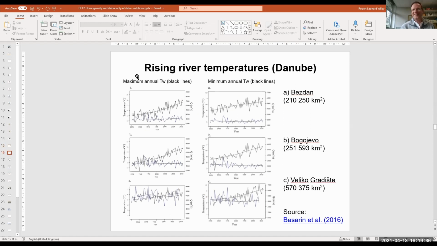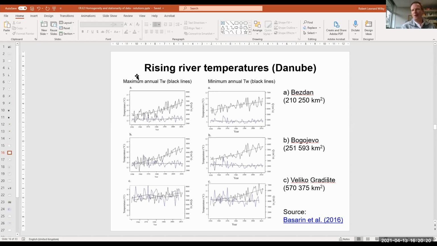Now, a few years ago, this group of researchers looked at rising water temperatures in the Danube. And what we've got is the maximum and the minimum temperatures shown on the left and the right, respectively. The black lines show the water temperature change, and the blue lines show the changes in river flow. So what strikes me when I revisit these graphics is that river water temperatures are rising in all three of these sites, both in terms of the maxima and the minima.